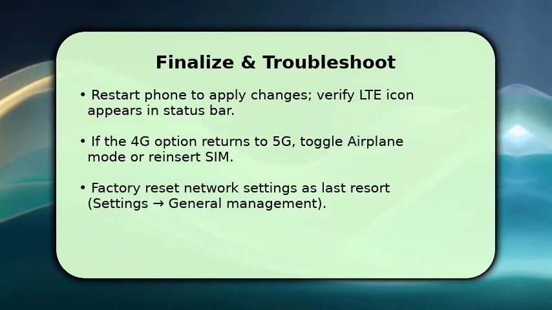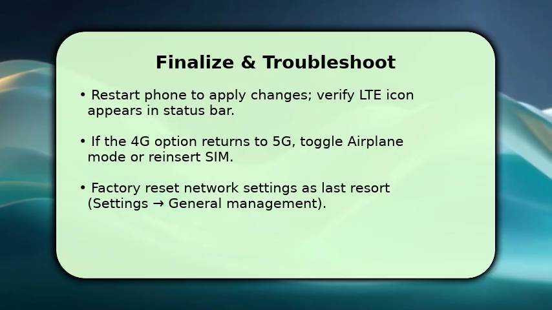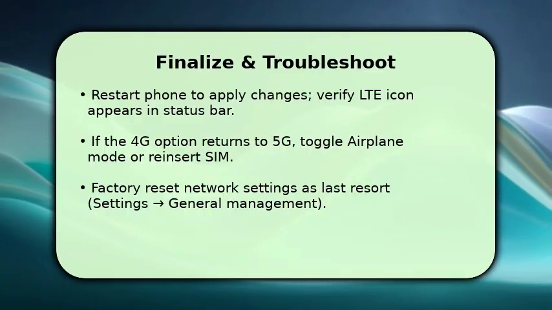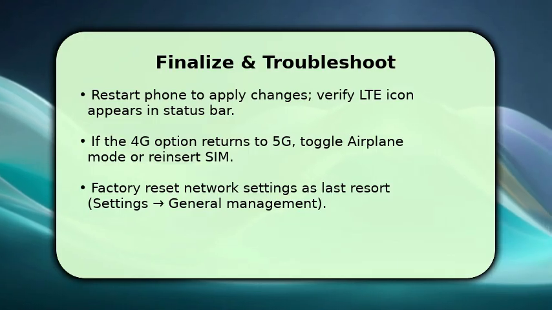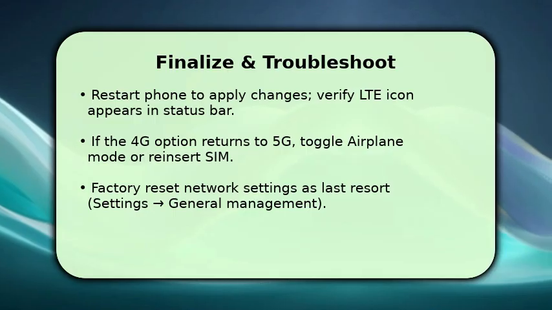If the device reverts to 5G, toggle airplane mode on then off, or remove and reinsert the SIM to force a fresh attach. If problems persist, reset network settings from General Management to Clear Carrier Profiles. This wipes saved Wi-Fi, but often resolves stubborn network preference issues.